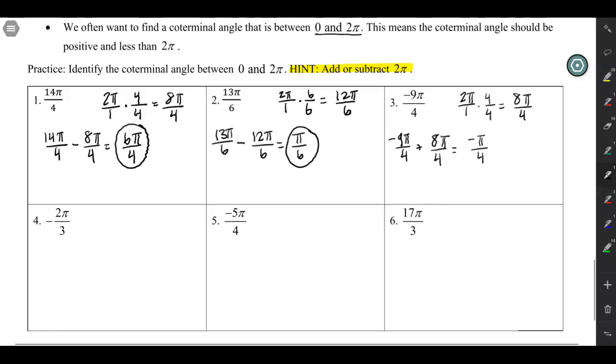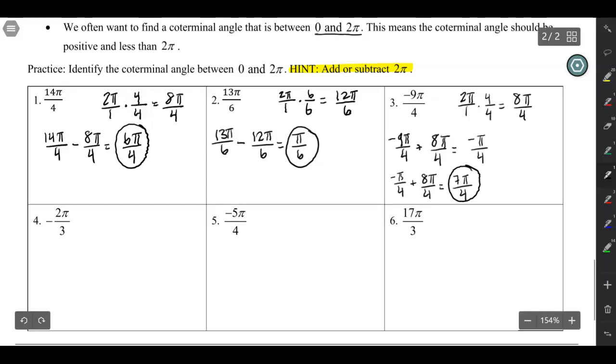Now, negative 1 pi over 4 is still a negative angle. And remember, I'm trying to get a positive coterminal angle. So I'm going to add 2 pi again. I can add or subtract 2 pi as many times as I want. So if I have a negative 1 pi plus an 8 pi, that means I'm going to have a positive 7 pi over 4. Now here I've got a positive angle, and 7 pi over 4 is less than 8 pi over 4, so it's less than 2 pi. So that is going to be my coterminal angle.